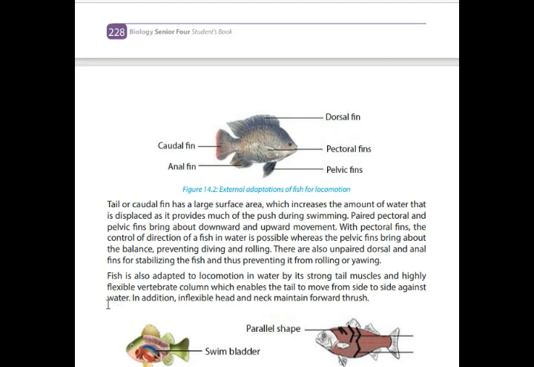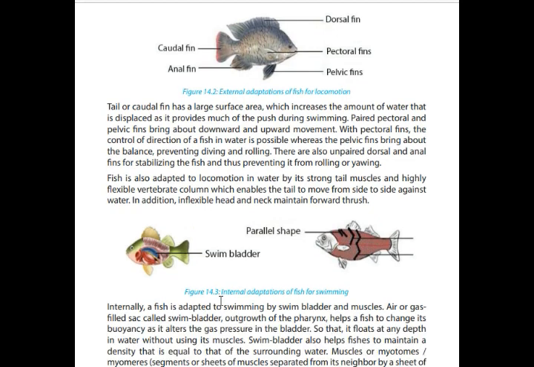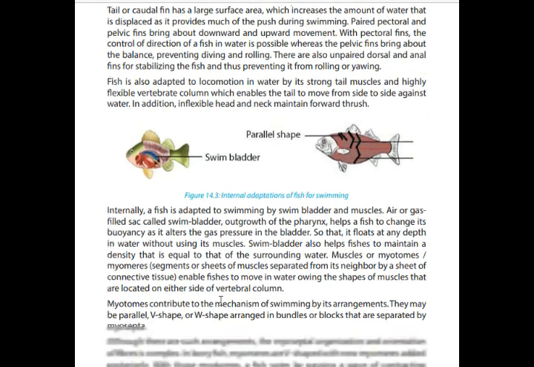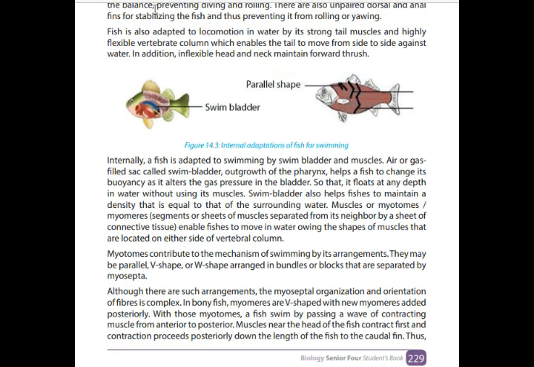This is an outgrowth of the pharynx. From the sides of the pharynx, it helps the fish to change its buoyancy as it alters the gas pressure in the bladder. Here, the pressure of the gas gets changed because of that air-filled sac.